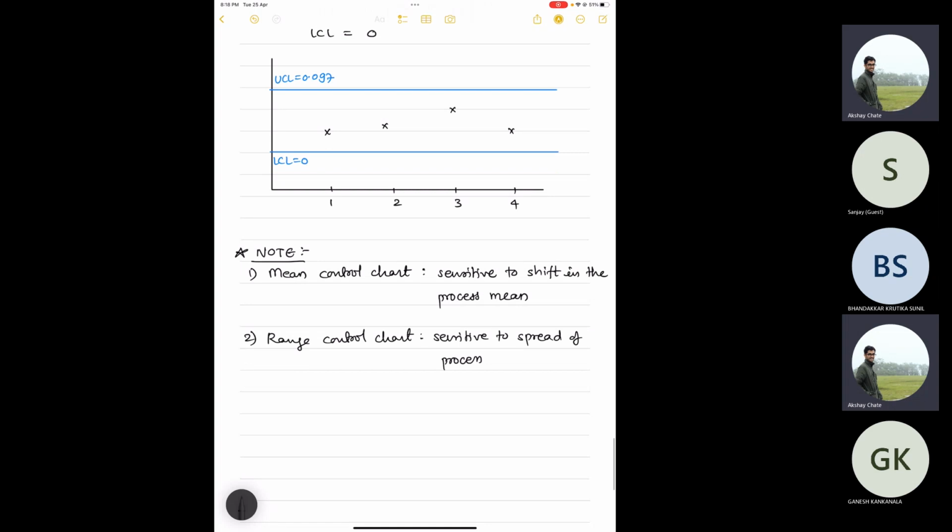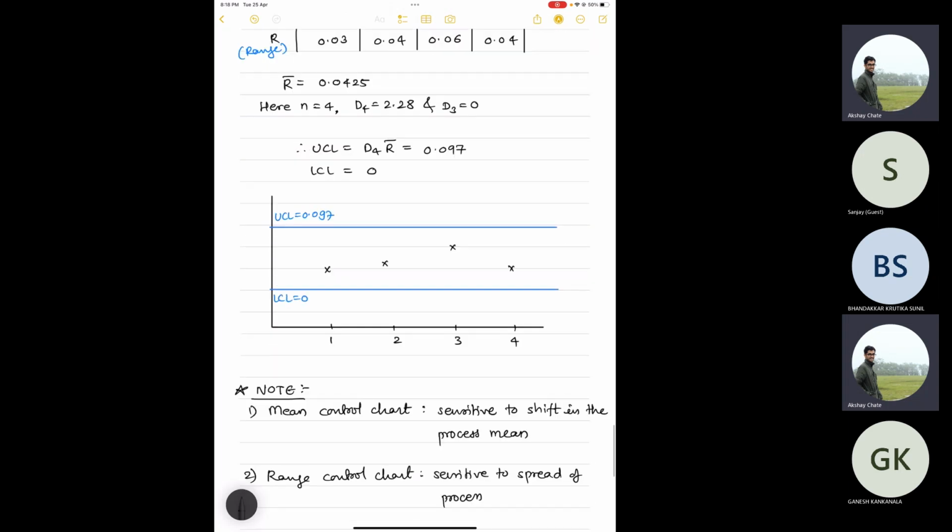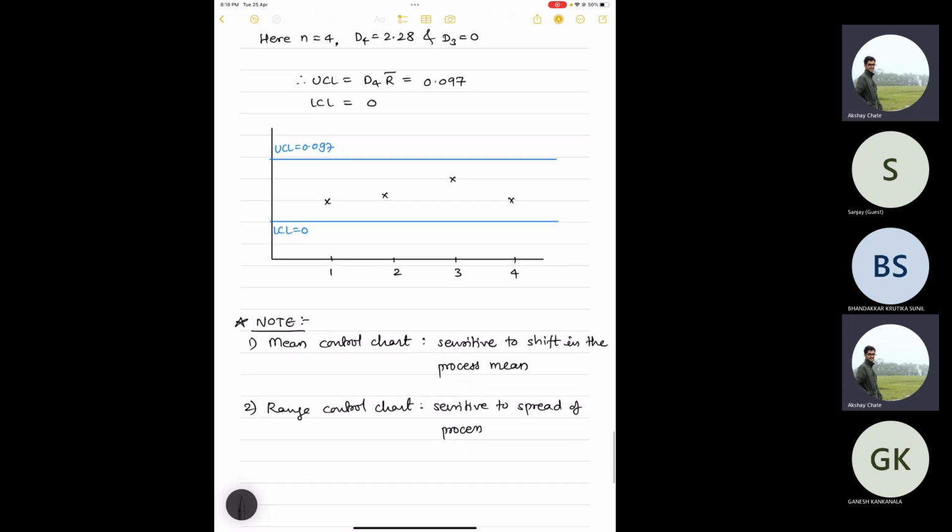So therefore you have to use both of them together for your data. If your process is within the control limits of the mean control chart as well as the range control chart, only then can you say that your process is under control. You cannot say based on only one. That is the key takeaway. These are the variables, like mean and range charts for variables.